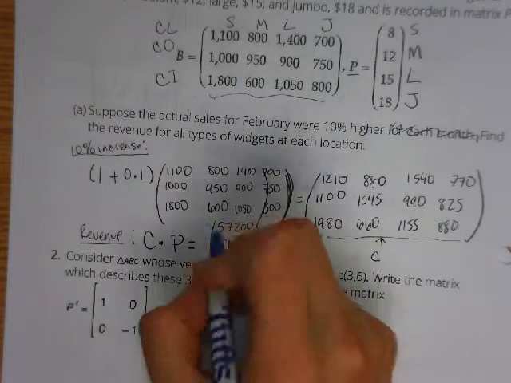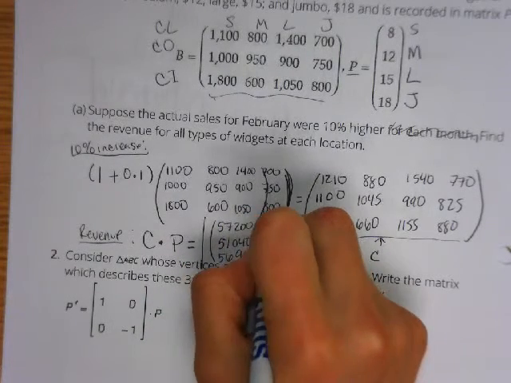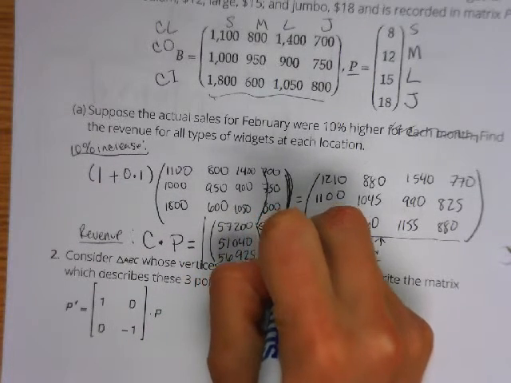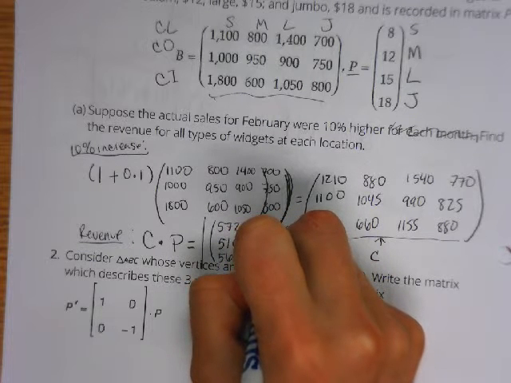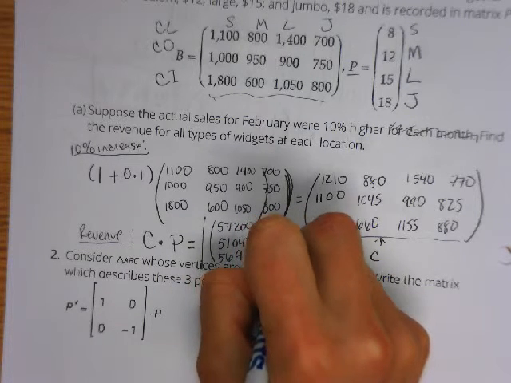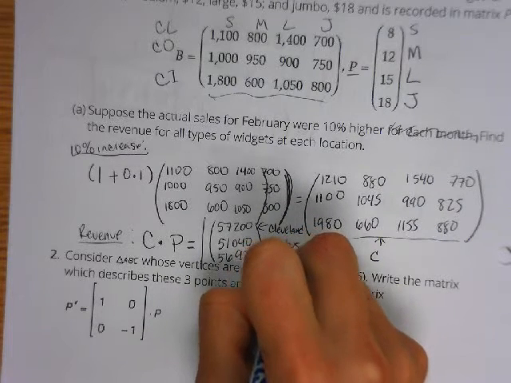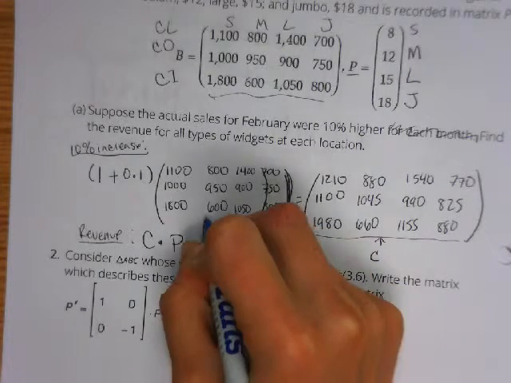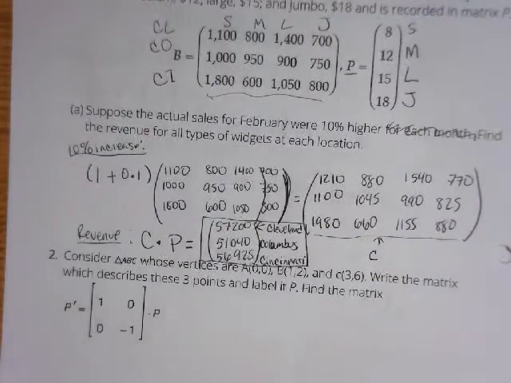Boom, and there's your answer. So this first row is going to be Cleveland. Second row is going to be Columbus. And the third row is Cincinnati. So that would be your final answer.